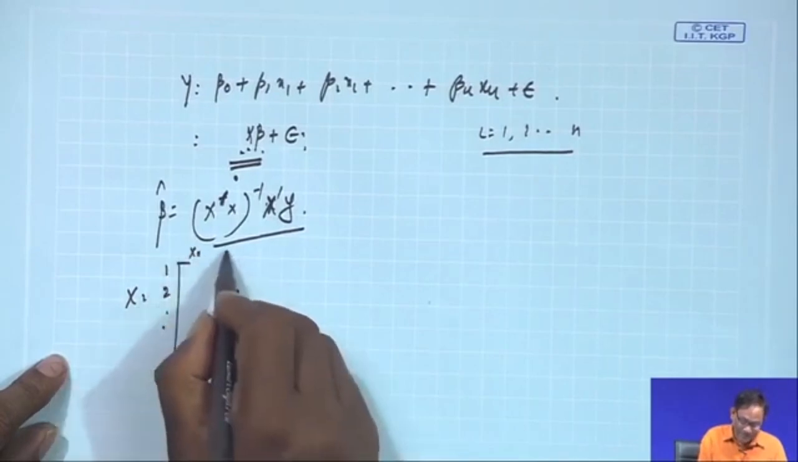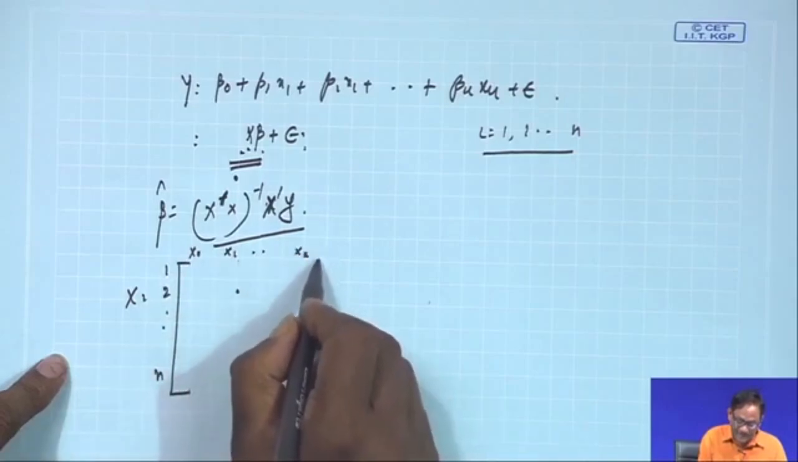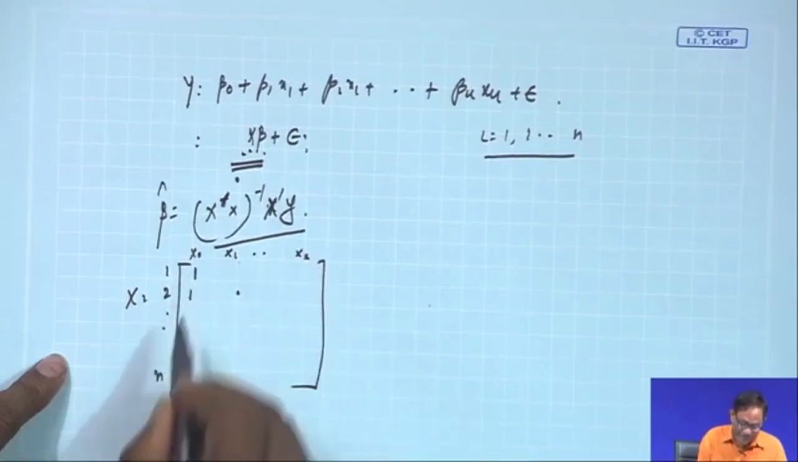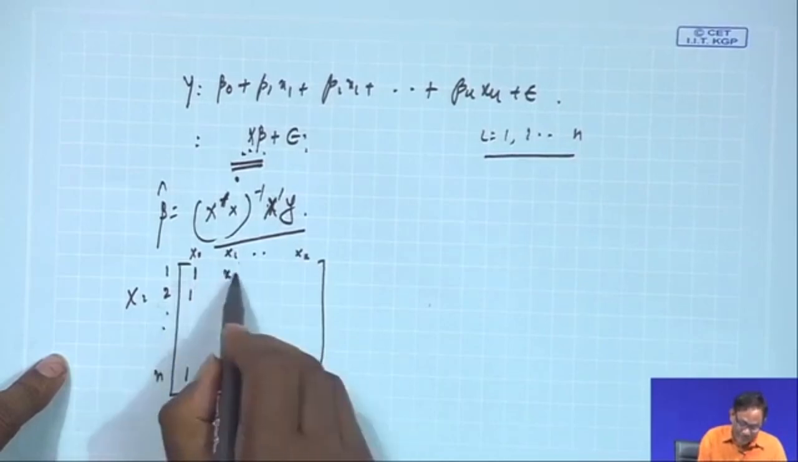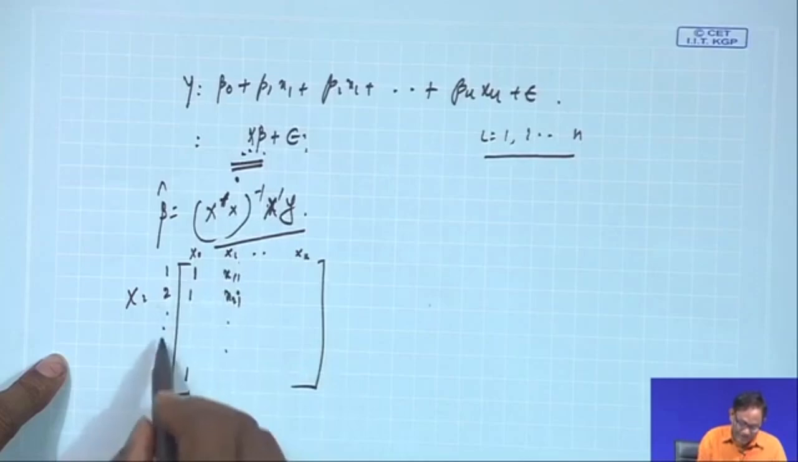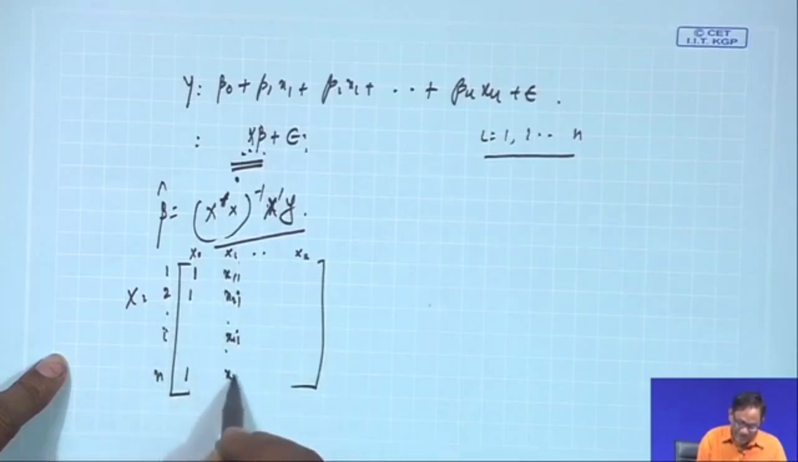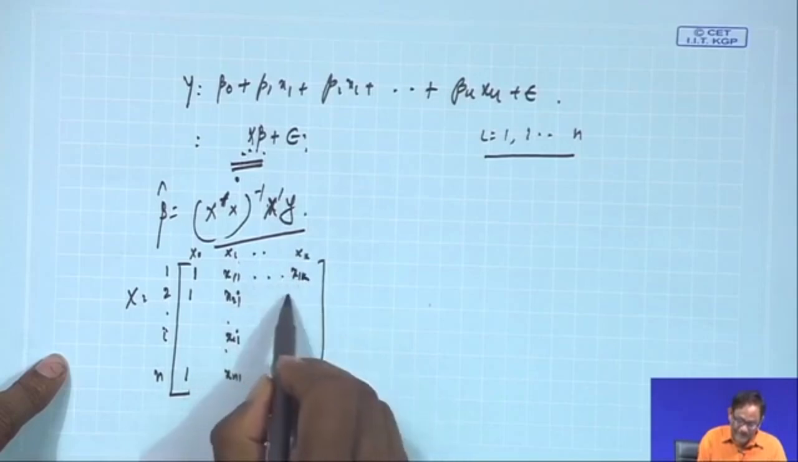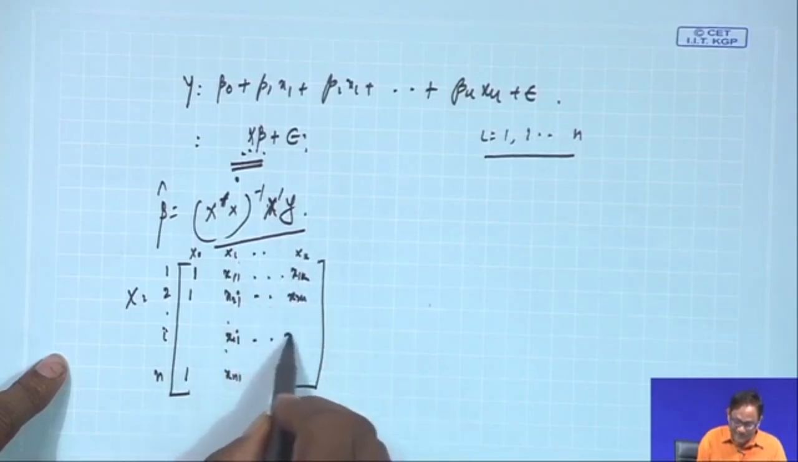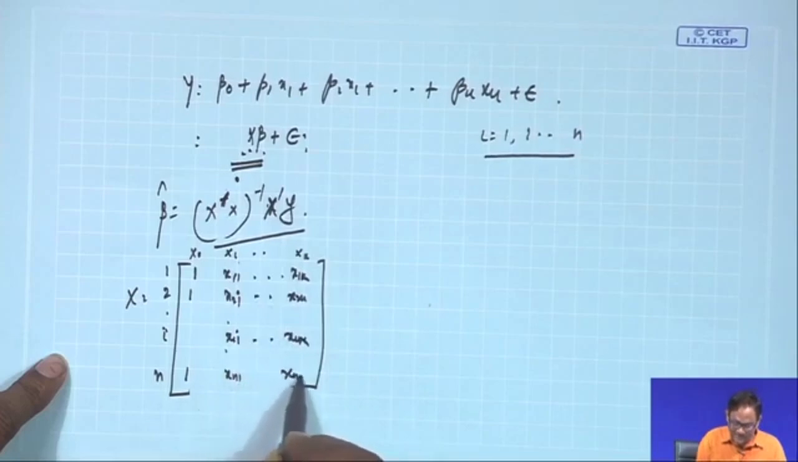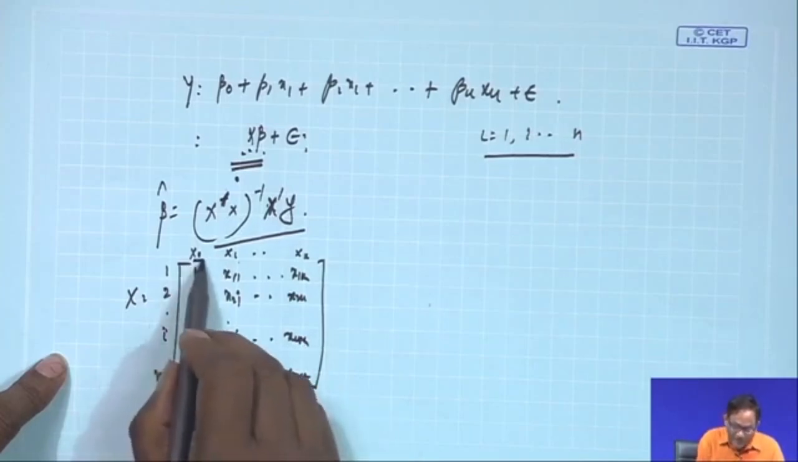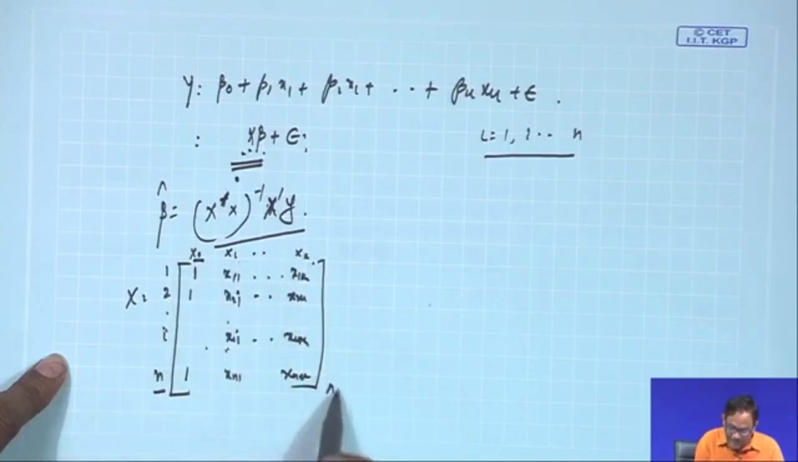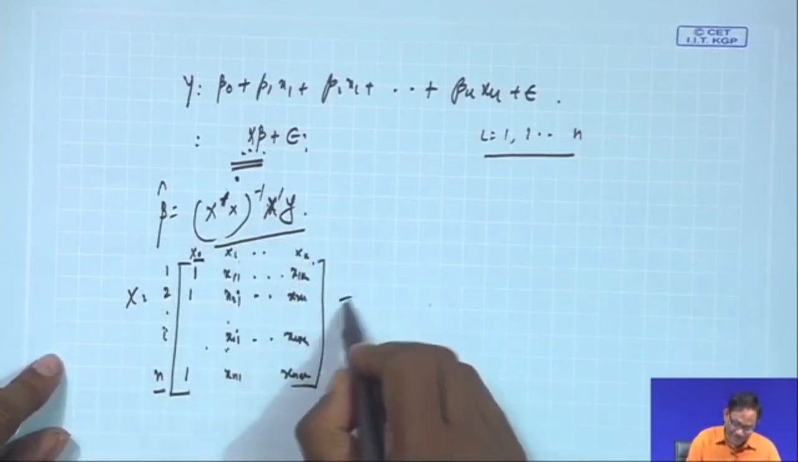where X is nothing but, we have n observations, so x 0, x 1, like this x k. We have a constant term everywhere, 1 1 1 1 1, and this will be x 1 1, x 2 1, suppose there is i, x i 1, then x n 1, and like this x 1 k, x 2 k, then x i k and x n k. So this is 0 to k, and it is n, so n cross k plus 1. This is known as the design matrix.